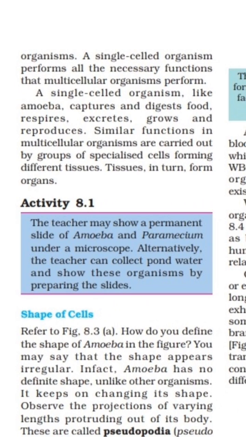Similar functions in multicellular organisms like us are carried out by groups of specialized cells. Suppose in a human being, for capturing and digesting food, different cells are there. For respiration, different cells are there. For excretion, different cells are there. And for growth and reproduction, different specialized cells are there. These specialized cells form different tissues, that group of cells forms a tissue, and that group of tissues forms an organ.